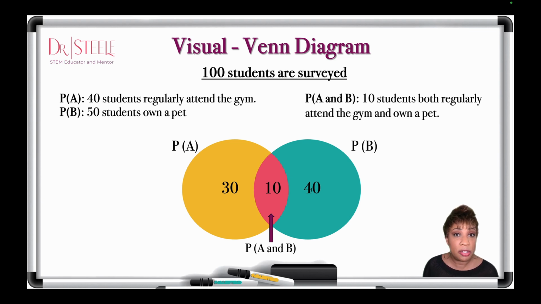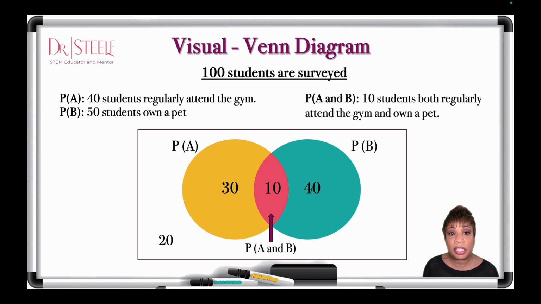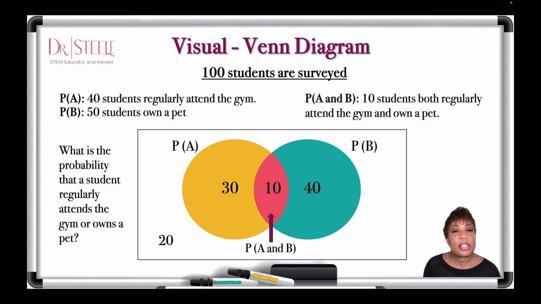Now we have 100 students that are surveyed, and there's 20 students that aren't in any of these categories. And so if we were to draw this, you would have 20 that are on the outside of the two Venn diagrams. So let's find the probability that a student regularly attends the gym or owns a pet.